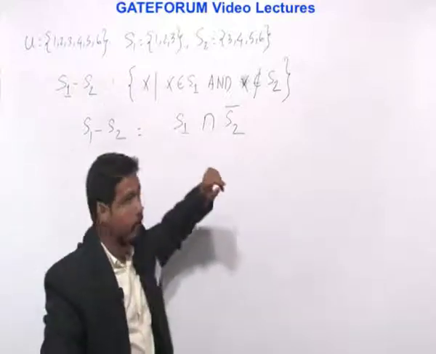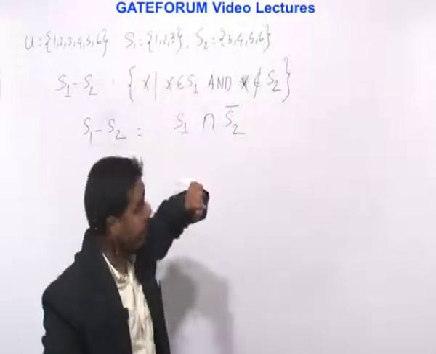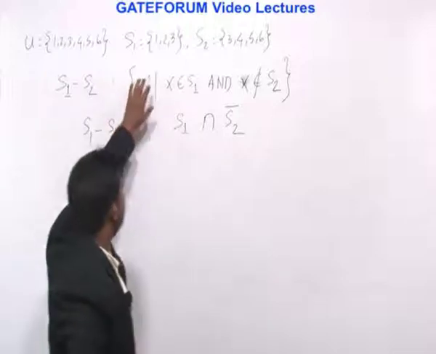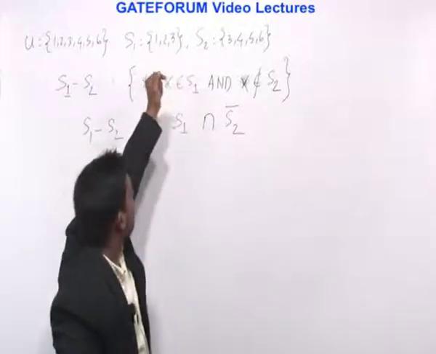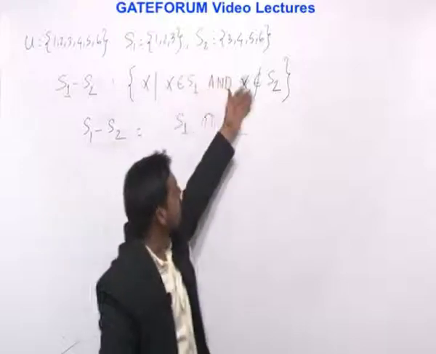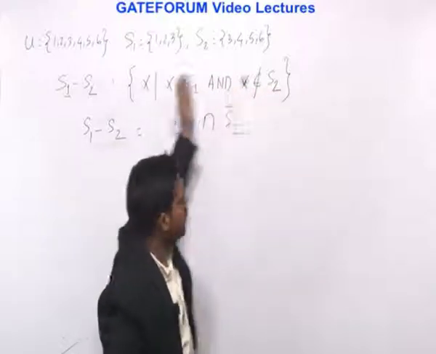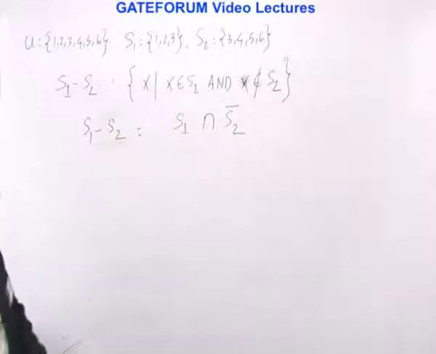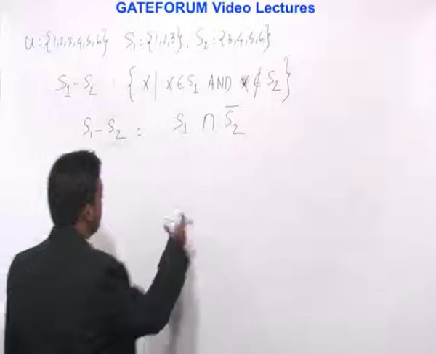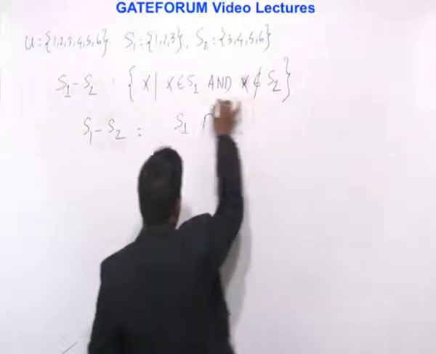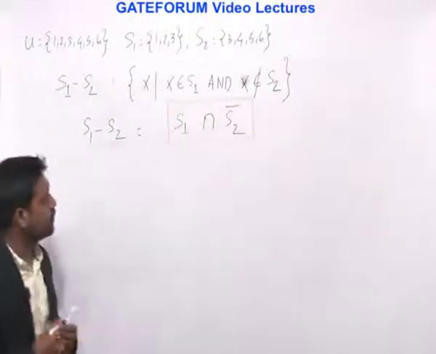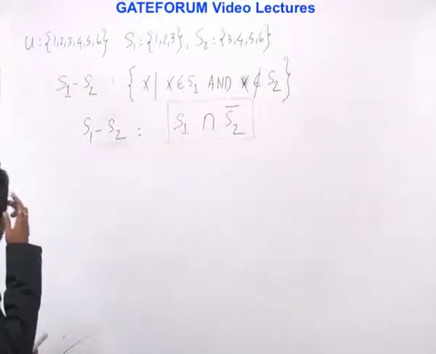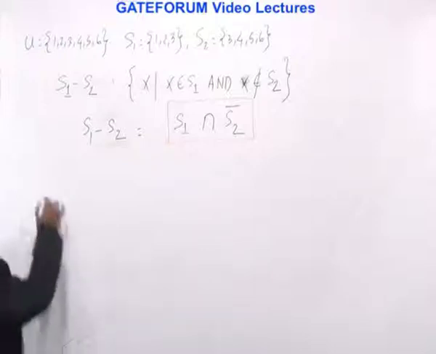So you can find the elements exclusively in S1. 3 is the common element. So 1 and 2 will satisfy this condition: 1 and 2 are part of S1 and are not part of S2. So S1 minus S2 will be equal to {1, 2}. 3 will dissatisfy this condition, so both conditions must be true. So S1 minus S2 is a symmetric difference, and you have to remember that an equivalent form of it is S1 intersection S2 complement.